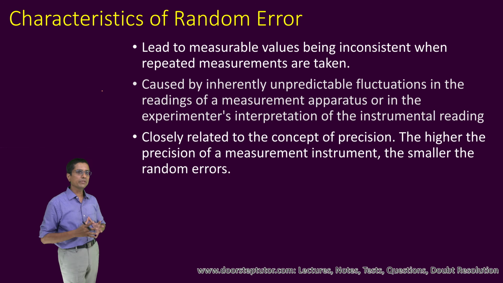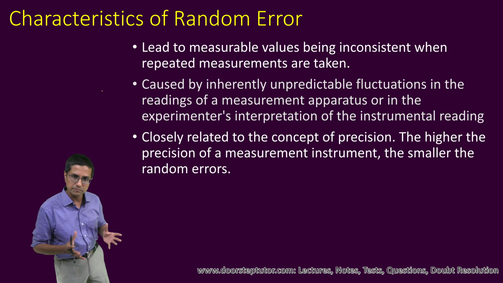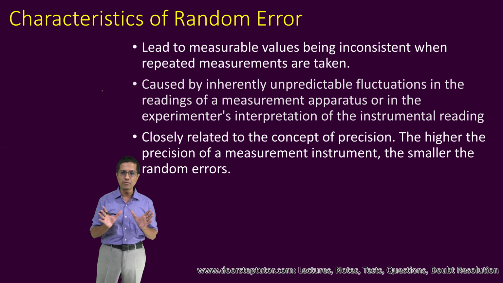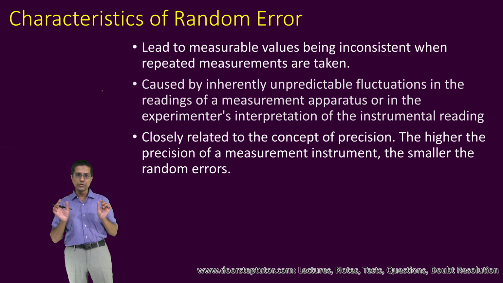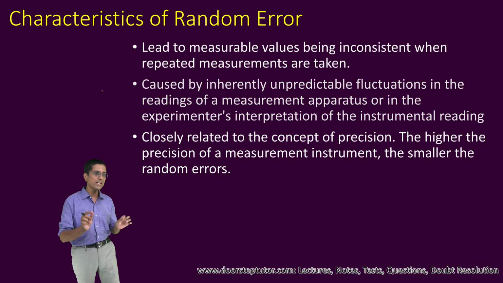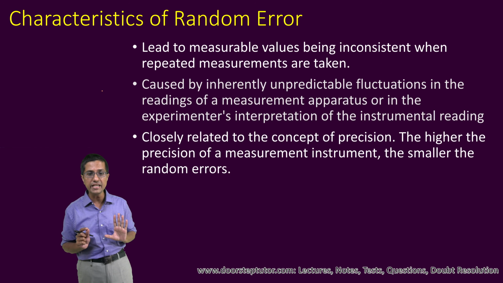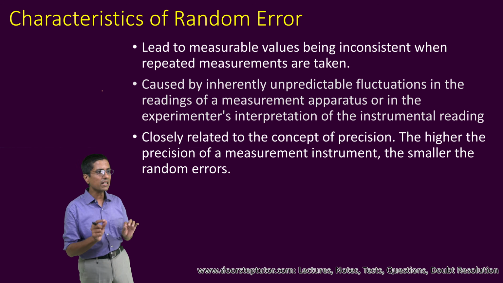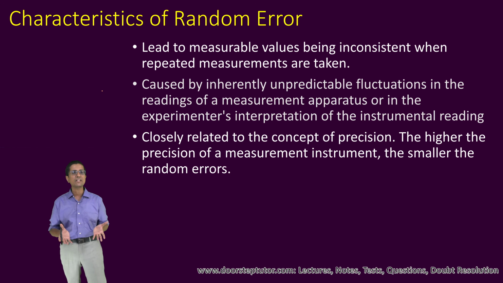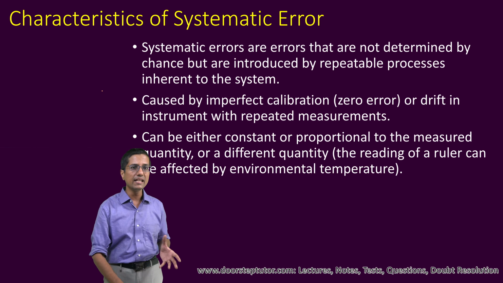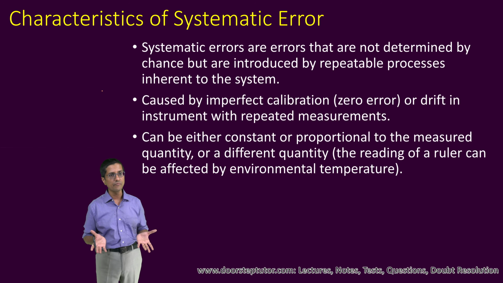So let us look at some of the characteristics of random error. The most important thing here is that random errors are very closely related to the concept of precision that we had discussed in the first slide. The higher our precision, the less the chance of making random error. For example, if I use vernier calipers instead of a normal scale, then I am reducing my random errors.